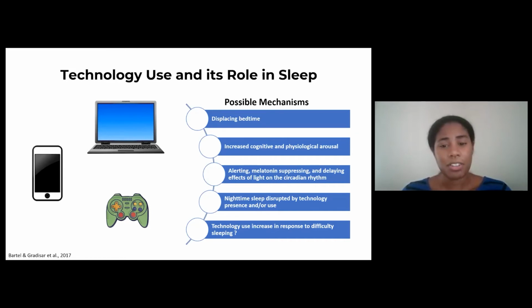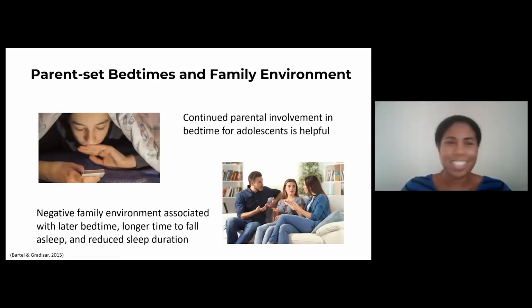And then another thing that people are starting to think about is that there may be increased technology use related to the fact that people are having difficulty sleeping also. So maybe you get into bed and you feel like you can't sleep, and then you pick up your phone too. So I would say it is complicated, but ultimately the point still remains, whatever the mechanism, we all should probably still not use our devices in bed. So yeah, that point still remains.